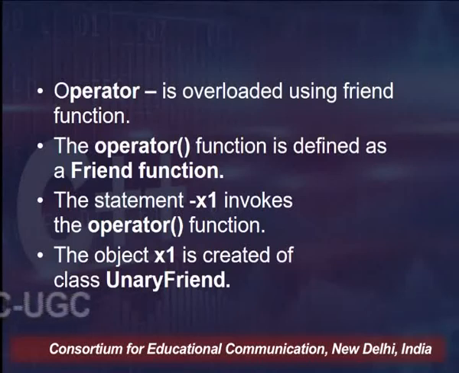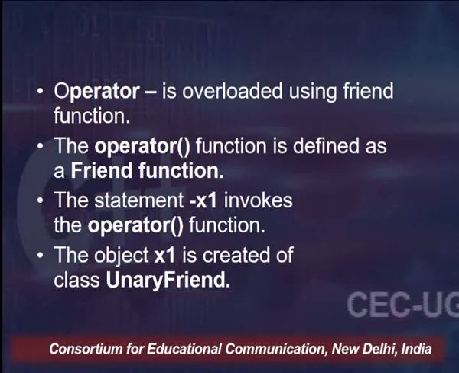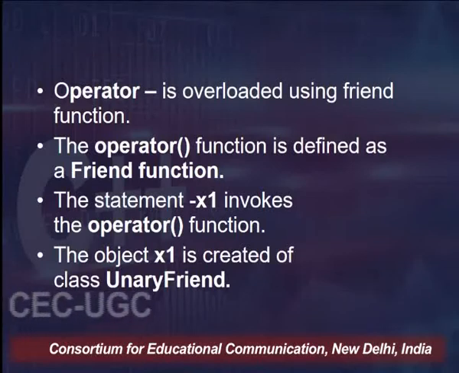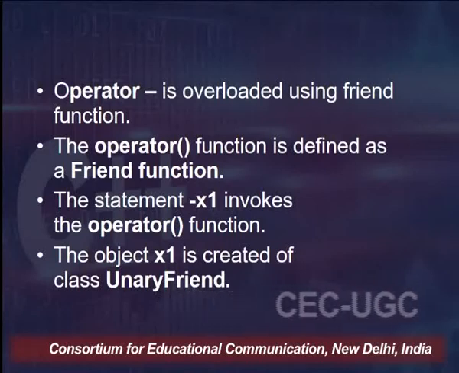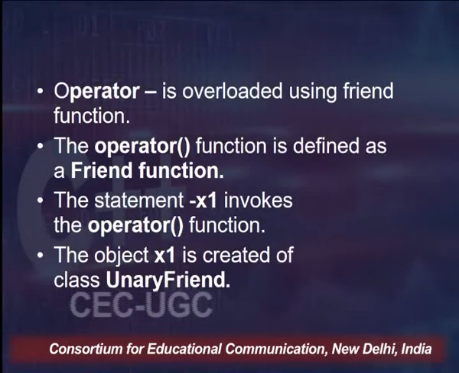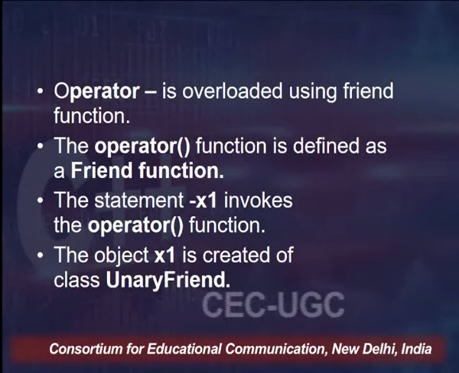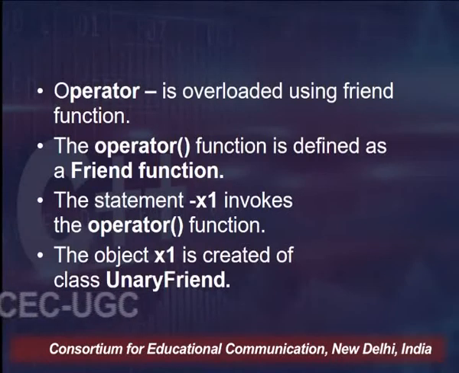So to sum up this program, we have created one object x1 of the class unary friend, in which there are three private variables A, B and C with the values 10, 20 and 30. These values are shown once before overloading, and then the overloaded operator function is called by writing the statement minus x1.